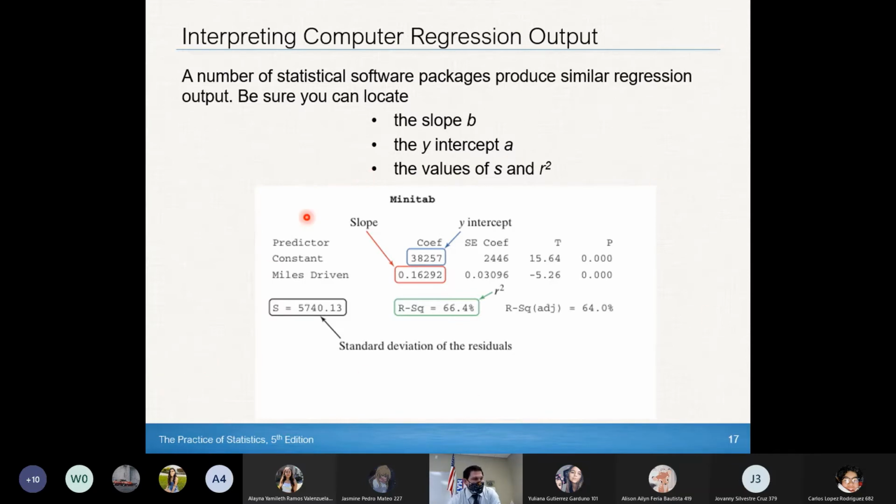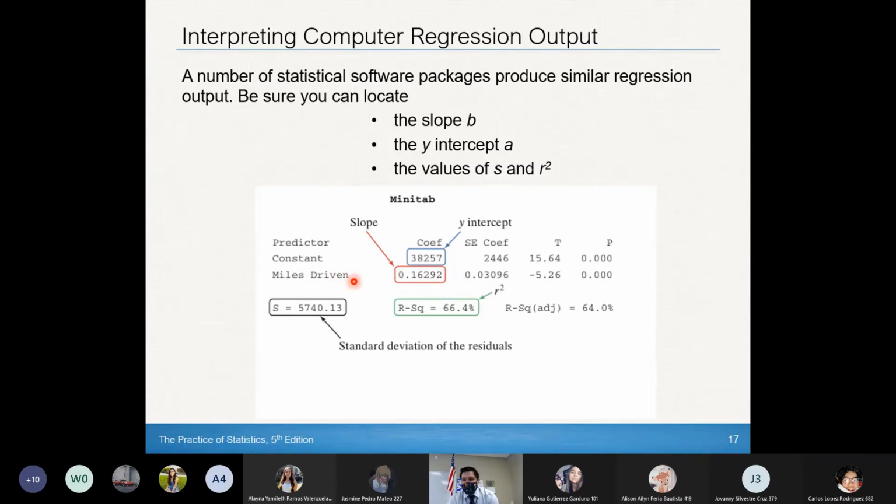And in this type of output here, it's the Minitab output. Your constant lines up here with your y-intercept. We have predictor, coefficient, this other thing we're not using, and these two things that aren't being used in this case. The coefficients here, we have our constant, that's your y-intercept, and the miles driven goes along with our slope. The miles driven is from the context of a problem.